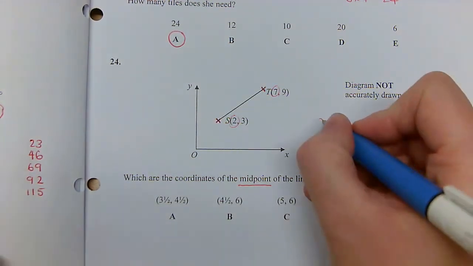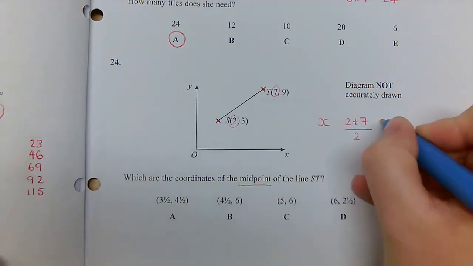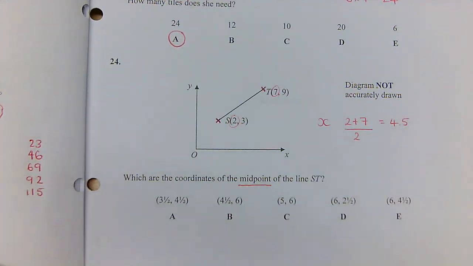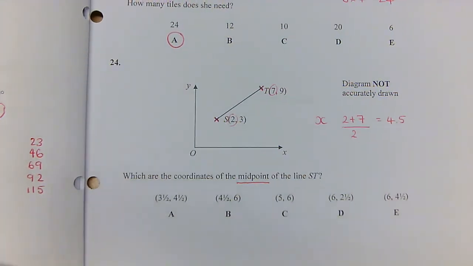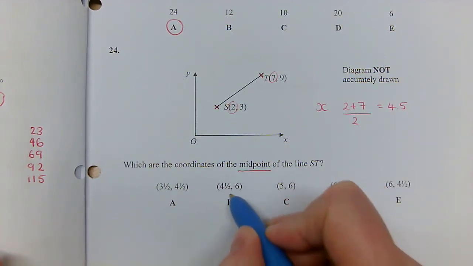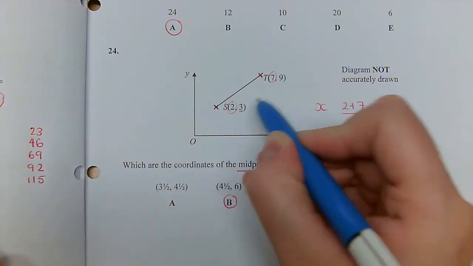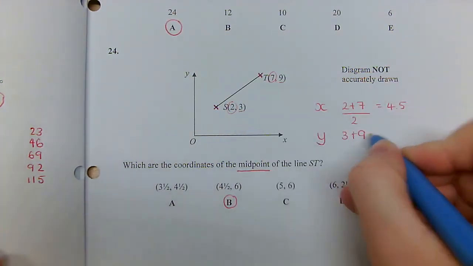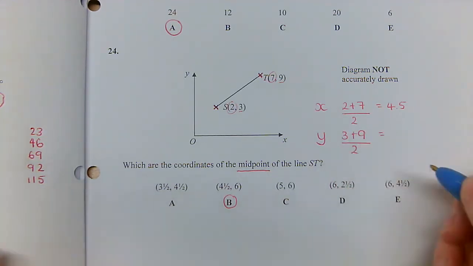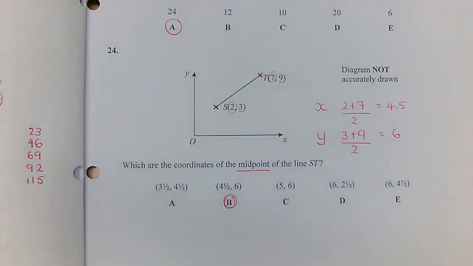If I'm not too sure what's halfway between 2 and 7, I simply add the 2 numbers together and then divide by 2. 2 add 7 is 9, divided by 2 is 4.5. So I'm looking for an x coordinate of 4.5. Well, there's only one of them here with an x coordinate of 4.5, so I think it's going to be B, but let's just check the y coordinate as well. The y coordinates are 3 and 9, so let's find what's midway or halfway between those. 3 add 9 divided by 2. 3 add 9 is 12, divided by 2 is 6, so I was correct. B is the coordinate of the midpoint.